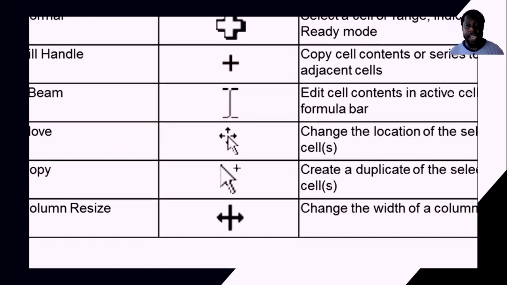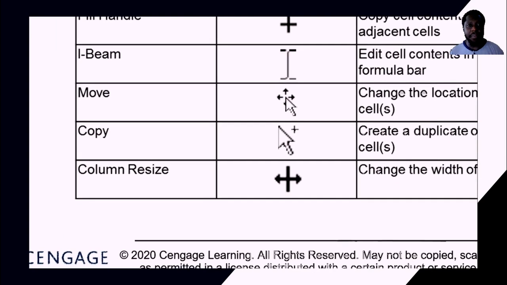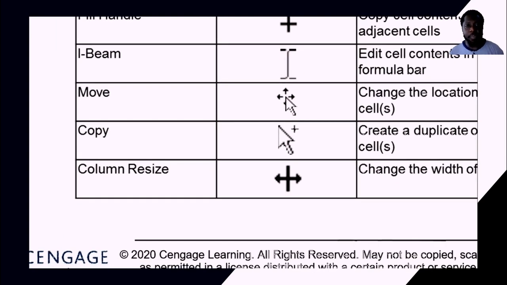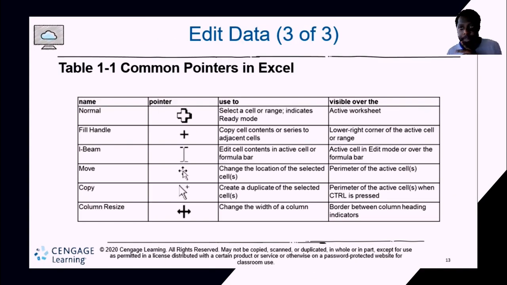The I-beam, as I made mention of, edits cell contents in an active cell or the formula bar. We have the move, we have the copy, and then we have the column resize. So depending on exactly what you are dealing with, you will get these features working for you, and the pointer will appear in any of these manners to make your work easier and simpler.